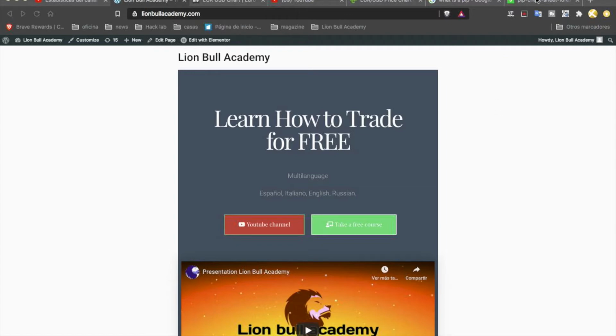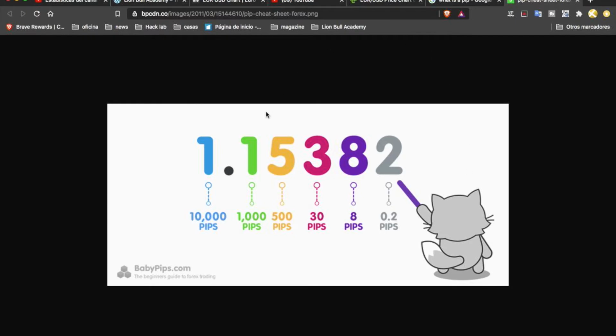So first of all, let's make one visual representation of how we name each part of the price. Here is the price of Euro USD. In this example it's 1.15382. After the point, the number 4 here, and the 8 here, that's going to be the value of the pips. In this case, 1.8 means 8 pips.